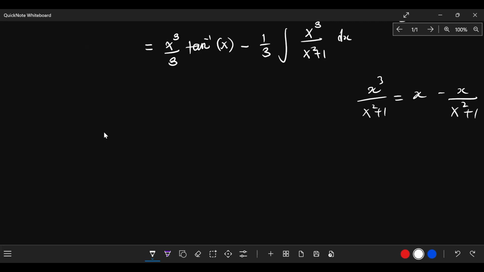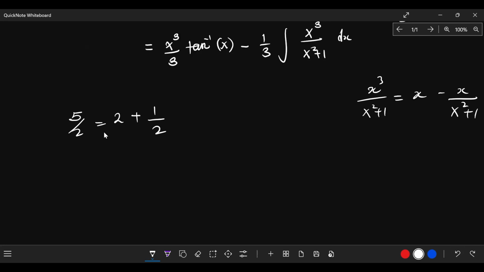So why am I writing like this? You guys remember that if you have 5 over 2, you say 2 goes into 5 two times, right? And then what's the remainder? The remainder is 1, and then over the same 2. That's how we can write 5 over 2, the same thing. So this is the same thing that's going on here.